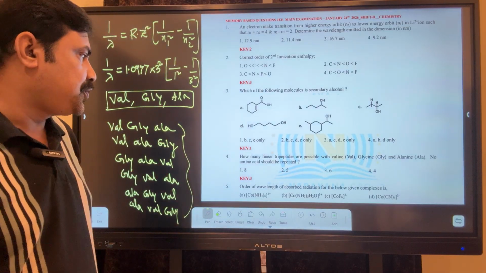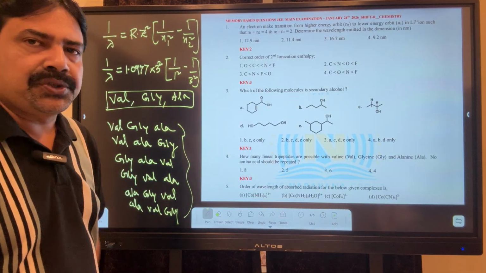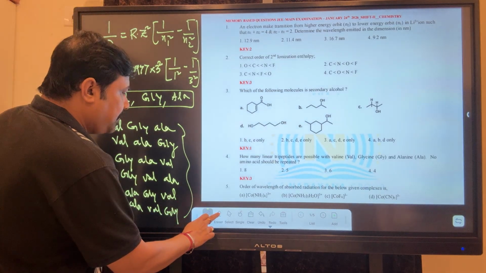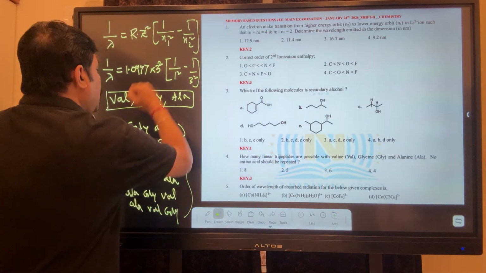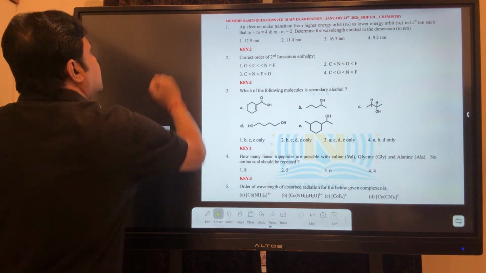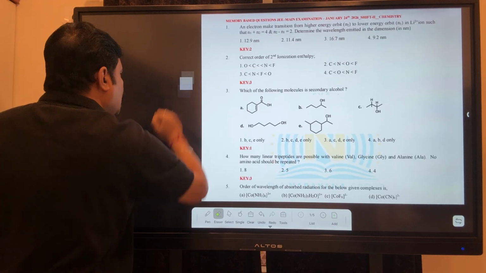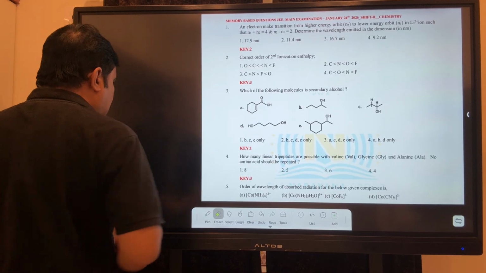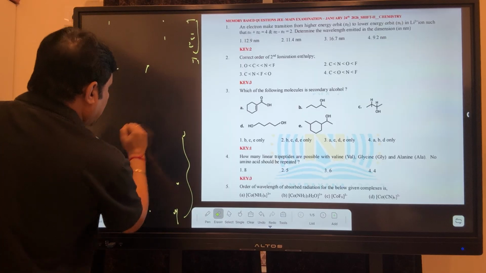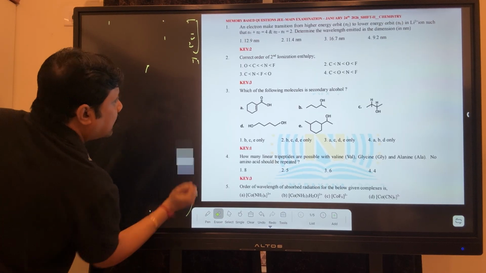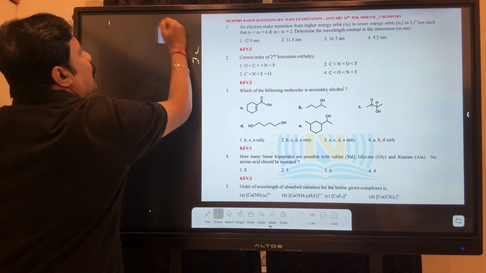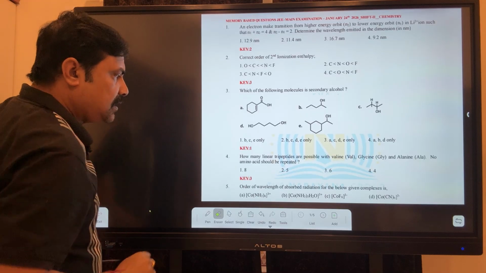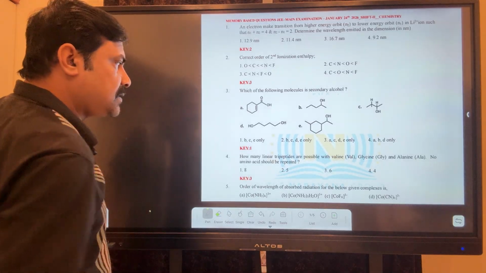Now the fifth question, a very fantastic question. Let us first solve this one, then I will give you full clarity in understanding these coordination compound questions. Very nice question. Now if you look at this question, how can we explain the wavelength order? Yes, they are asking about wavelength order.